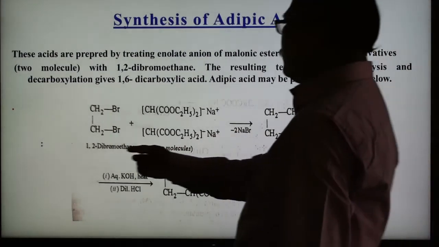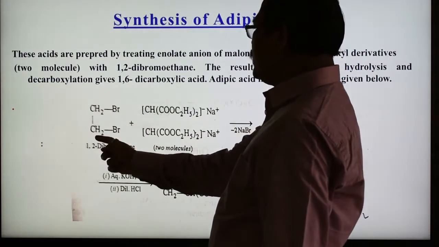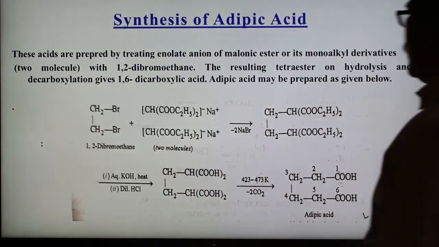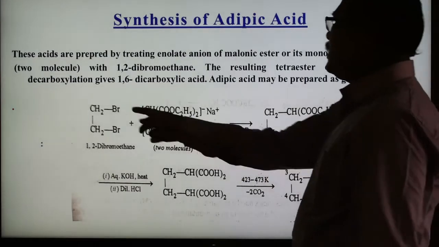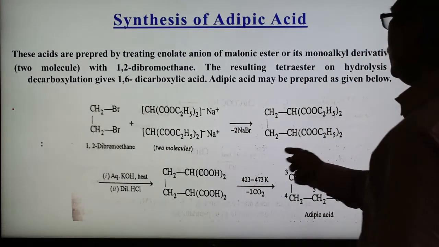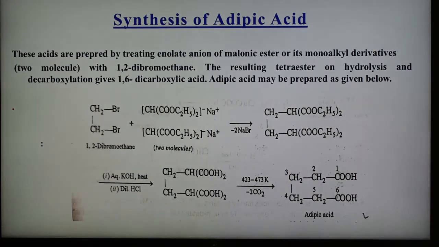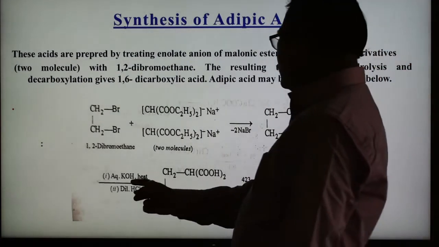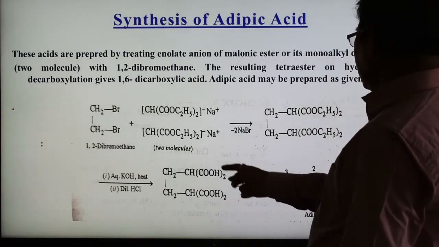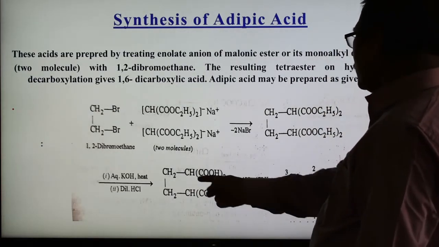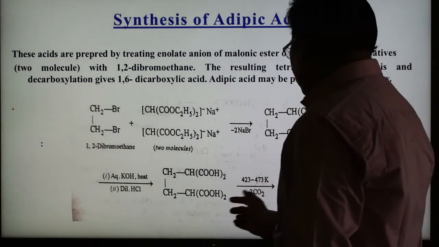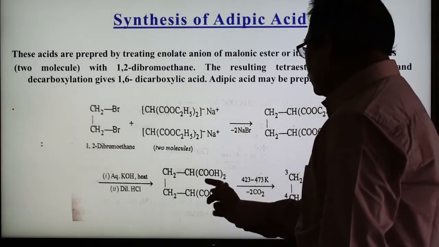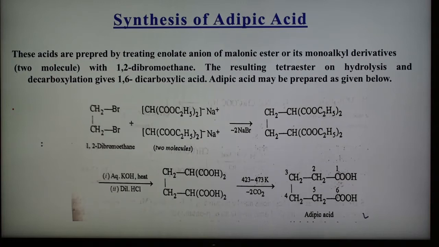So we have to start from 1,2-dibromoethane. So this is ethane, 1,2-dibromoethane, and it reacts with 2 molecules of this enolate ion. So there is a loss of 2 NaBr, and this CH2 group is attached in this way. After that there is hydrolysis with KOH and acidification. So 2 K are there, and the potassium is replaced by 2 hydrogens, and we get this type of compound, and at this temperature 2 CO2 molecules are evolved, and we get only one COOH group on each side. So CH2CH2CH2CH2, with COOH at each end.